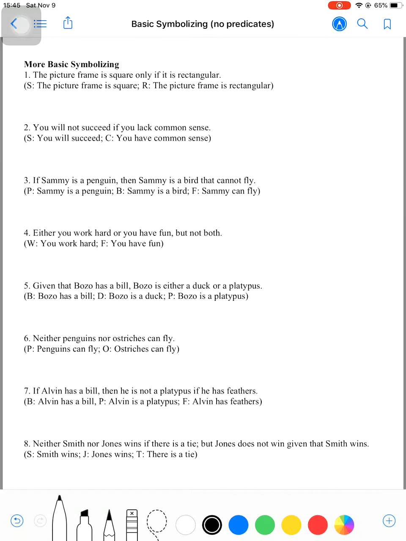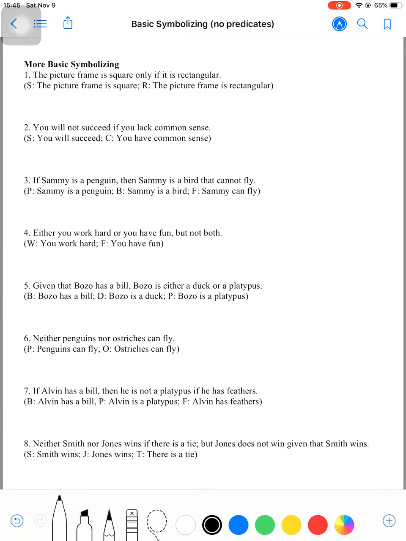Let's keep going. So for this one, the picture frame is square only if it is a rectangle. So only if means that the arrow is going to just go ahead and be in this direction. The picture frame is square is an S. It is rectangular is an R. So this means if the picture frame is square, then it is a rectangle.